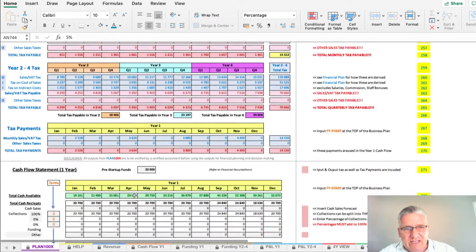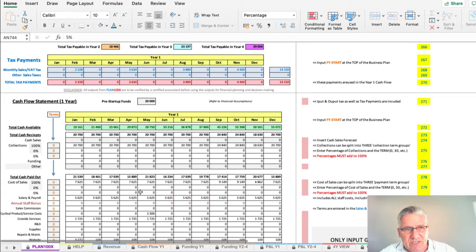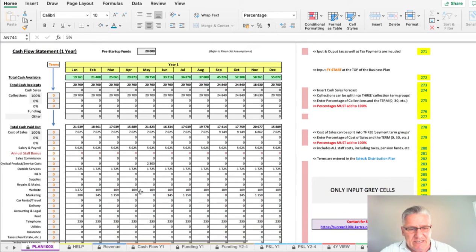Right, we're going to move on next to the cash flow statement, which is a very important part of this exercise. So the cash flow statement is a little bit different to what we've seen before, in that what it's doing is it's letting you know how much cash is available in the business at any one time. And obviously it maps quite closely to your profit and loss or your income statement. The important thing to note here is the first input at the top for the quick start is what is your pre-startup funds? How much money are you going to be putting in the business before you start?